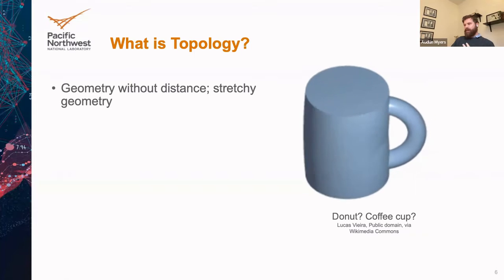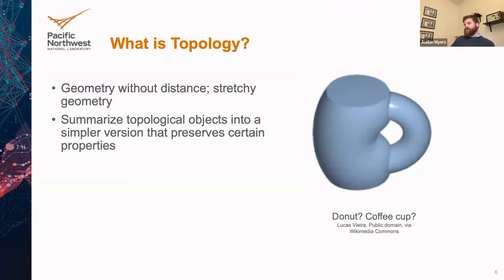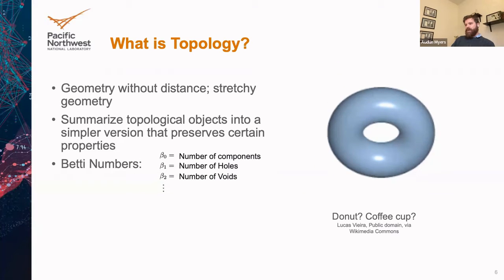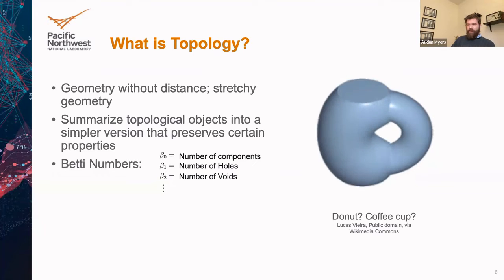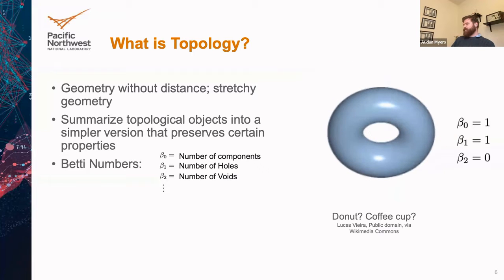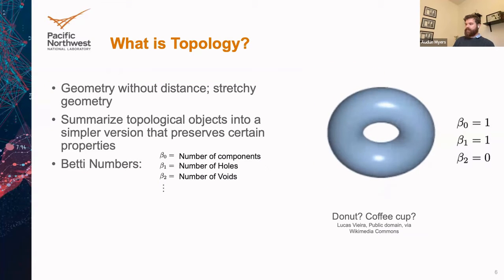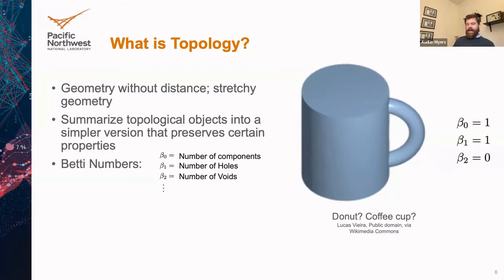But how can we quantify that more exactly? Well, to do that, we're going to use what are called Betti numbers. So Betti 0 is just the number of components, Betti 1 is the number of holes, and Betti 2 is the number of voids, and so forth. Here in this coffee mug and the donut, we have a Betti 0 of 1 because it's just one object. We have a Betti 1 of 1 because there's a hole in the handle and a hole in the center of the donut. And then we don't have any higher dimensional Betti numbers since there's no voids. They're both solid objects and we don't have anything beyond that.